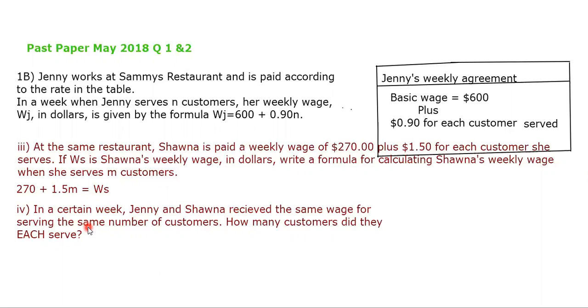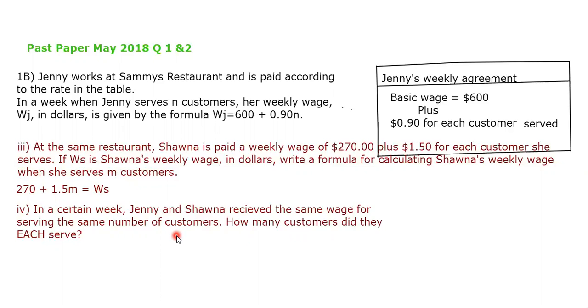The same wage. What is the wage? The wage is everything added up together. This is the wage. Everything right here is the wage, right? The basic wage plus the amount of customers. That is the total wage, right?